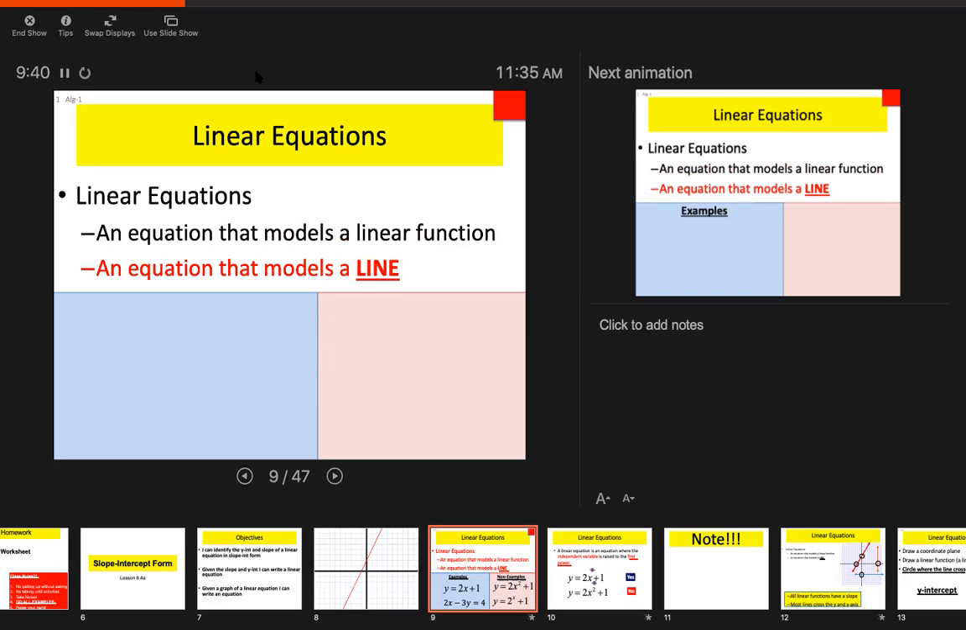I give you an equation. Today, you'll learn how to do it. Use your graphing calculator. You plug it in your graphing calculator, it makes a line.